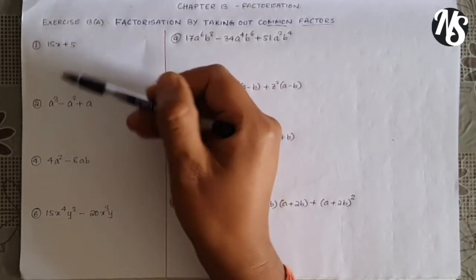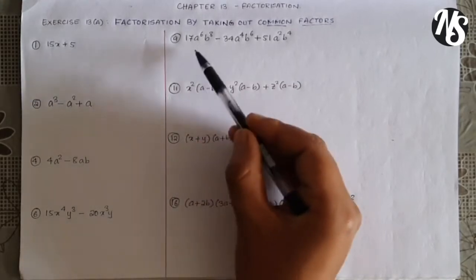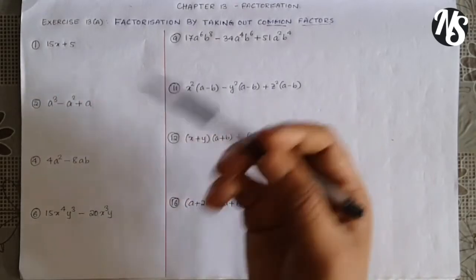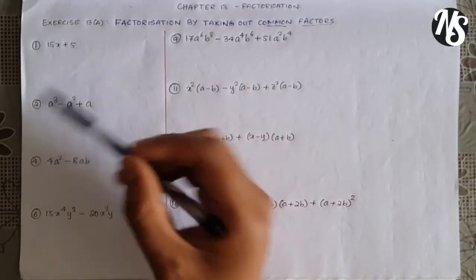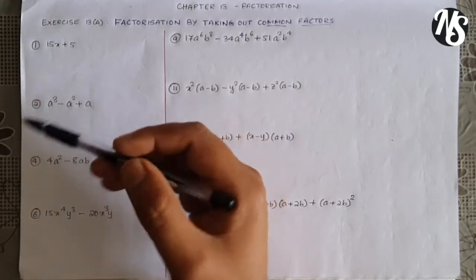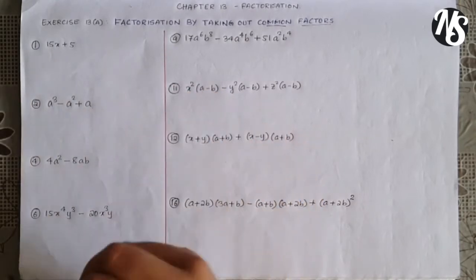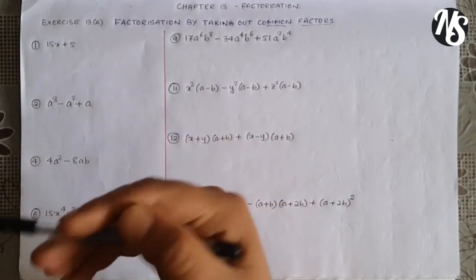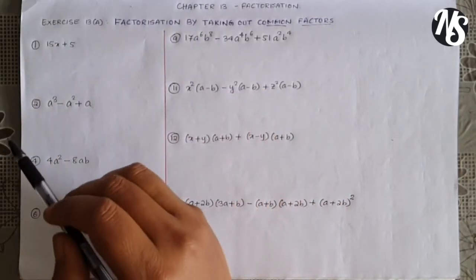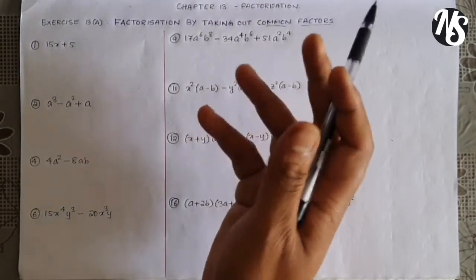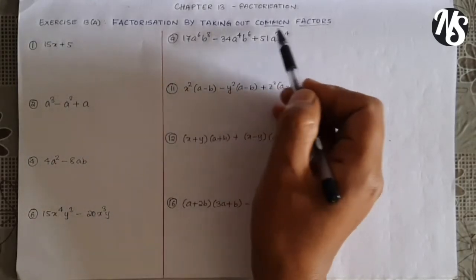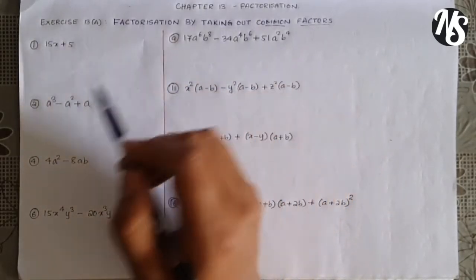For example, here we have 2 terms, here we have 3 terms. This is how we talk about terms. Now in each and every term, there will be some numbers or factors which are the same. If there are the same factors, you have to take that factor out, and that is called a common factor. Taking out a common factor is what we call taking out common factors.